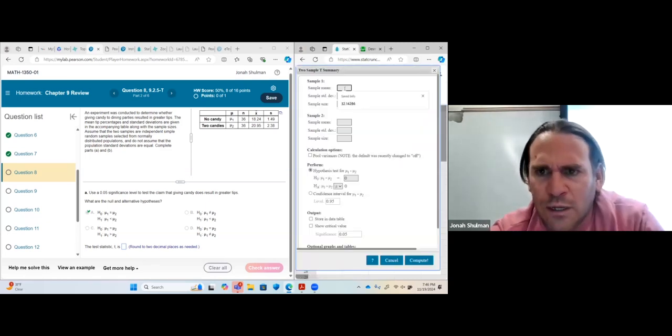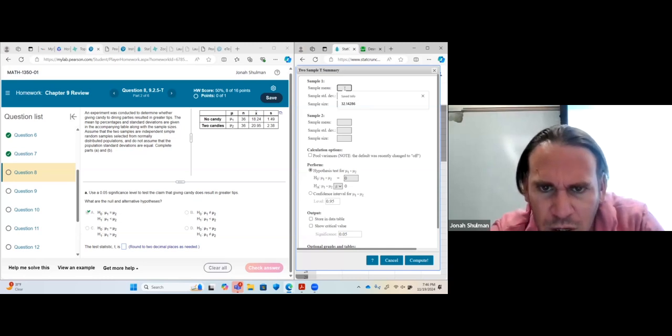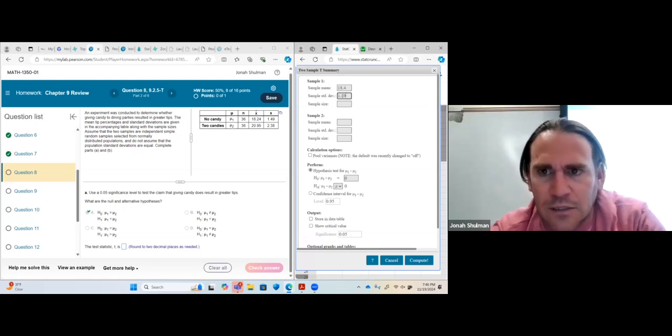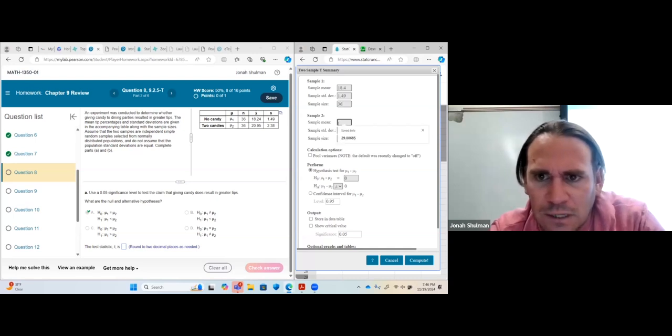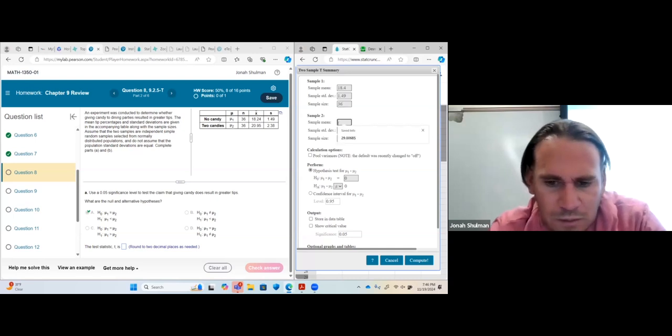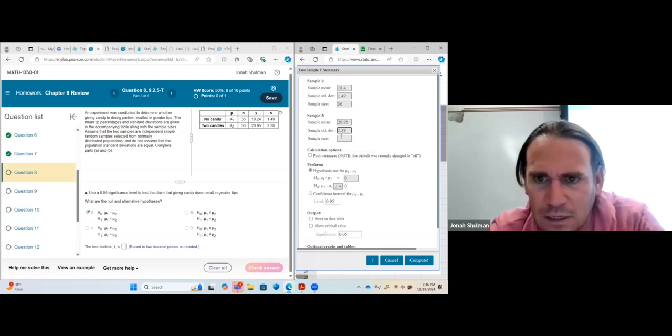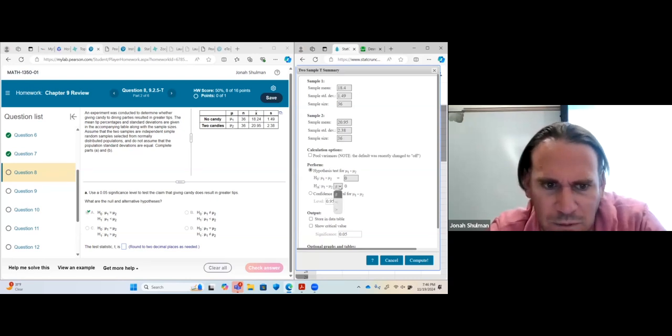My mean for the first sample is 18.4. My standard deviation is 1.49. My sample size is 36. Here, my sample mean is 20.95. My standard deviation is 2.38, and my sample size is 36. And I want this to be less than, and we're going to do this at the 0.05 level.